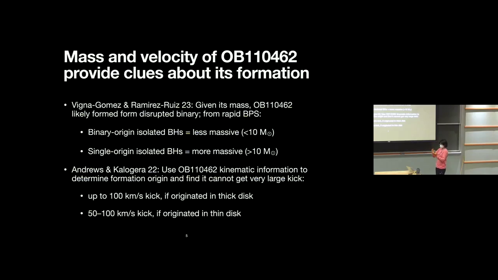binary system. And Andrews and Vicky Calagera used kinematic information to try and determine the formation origin. What they did was, if you have the velocities now, you can integrate orbits back in time and figure out where this object was initially born. They found, based on that, this object could not have gotten a very large kick, at most about 100 kilometers per second. And whether it was actually all the way up to that limit, or somewhat lower, depends on whether it originated in the thin or thick disk. But this is how we can use the mass and velocity information we get from microlensing of isolated objects to probe the formation of isolated black holes.